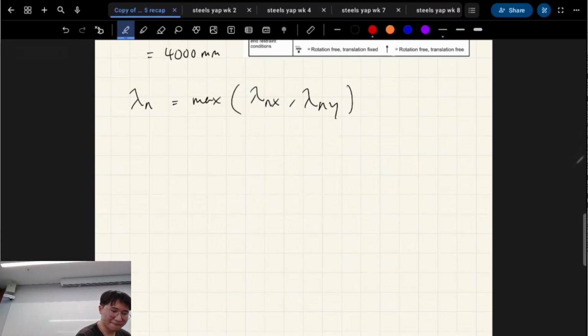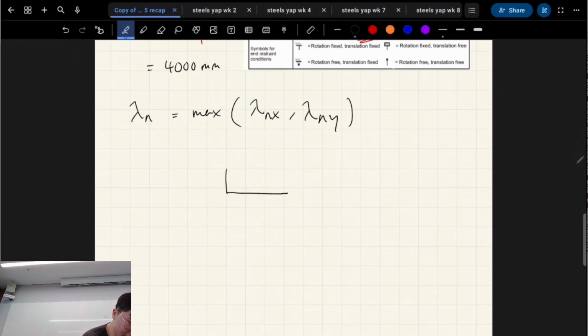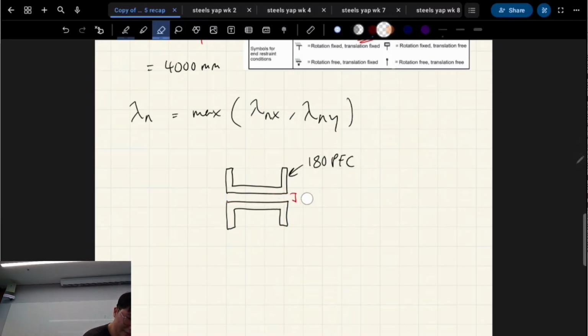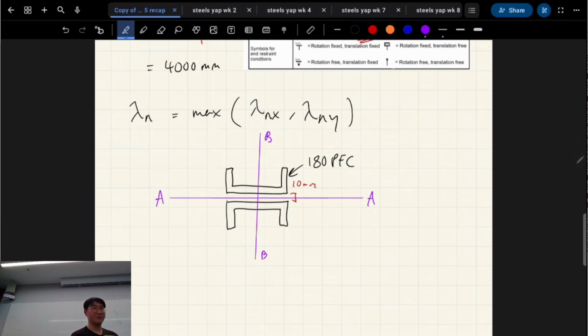So basically, remember our section looks like this. Those are 180 PFCs, right? The gusset plate in the middle, they told us, was 10 mil thick. But we're not going to consider it. We just know that gap is 10 mil. So now, assuming that the length is not restrained, which it's not because it's a truss, is it going to buckle about the AA axis or the BB axis, most likely?